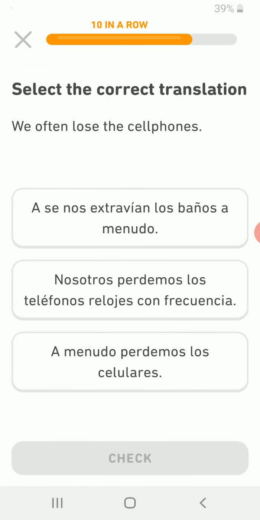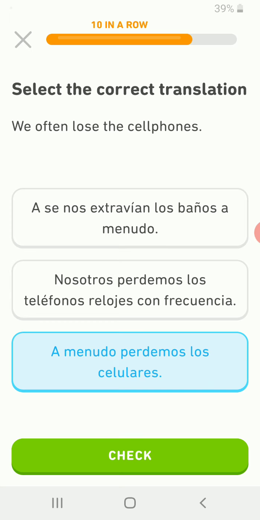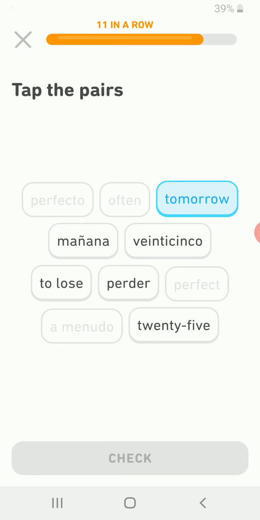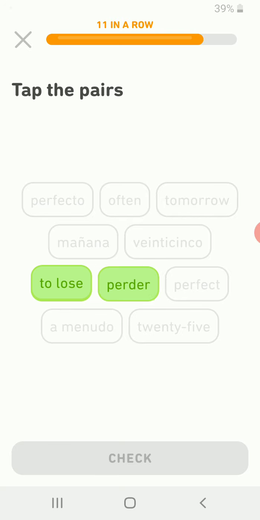And we often lose the cell phones. Nosotros perdemos. So perder. Perdemos. So, a menudo perdemos los celulares. I think this is the correct one. Alright, perfecto is perfect. Often is a menudo. Mañana. 25 is 25 and perder is to lose.